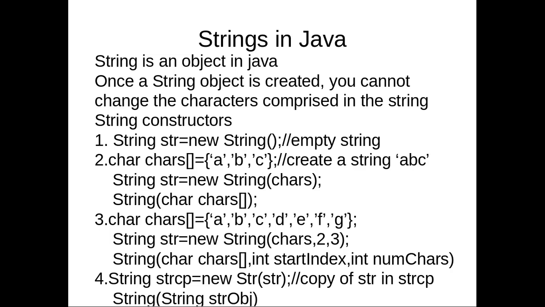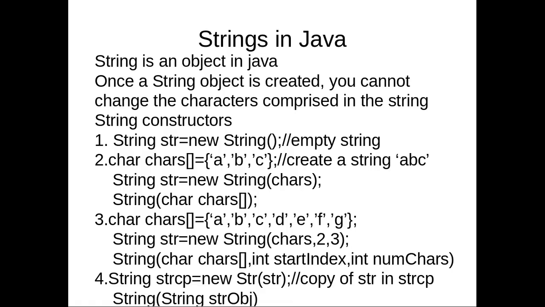Now these are the parameters to the string constructor. Then it will create a string object which is CDE. That means the syntax is String(char chars[], int startIndex, int numChars). Initially you have to pass a character array, then the start index, that is the second parameter, and the third parameter is the number of characters.